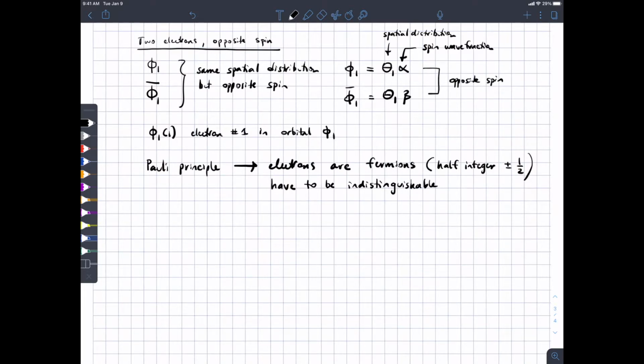I mean, they can occupy different energy levels in a molecule, but in terms of the actual particle, the molecule can't change if you take this electron and call it number 1 and this electron and call it number 2 and then switch what you call them, right? It has to be exactly the same.